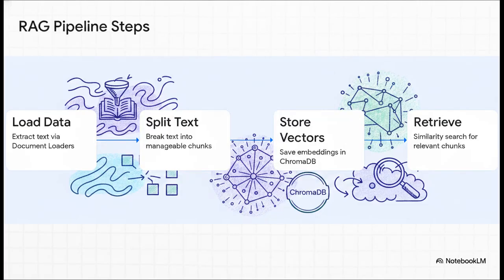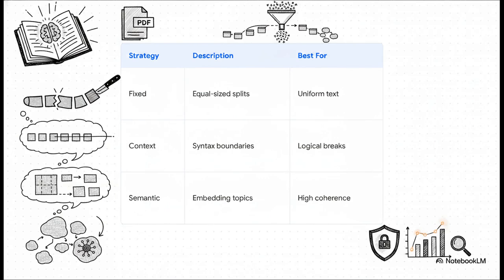It really comes down to 4 essential steps to pipe your unstructured text into a glowing, searchable vector database. First, you load the data. Second, you break it down into manageable pieces. Third, you translate those pieces into high-dimensional numbers, which we call embeddings, and store them in a local database like ChromaDB. And finally, step 4, you use similarity search to retrieve the most relevant chunks of text whenever you ask a question. But it's that second step, splitting your text, where the real magic happens.